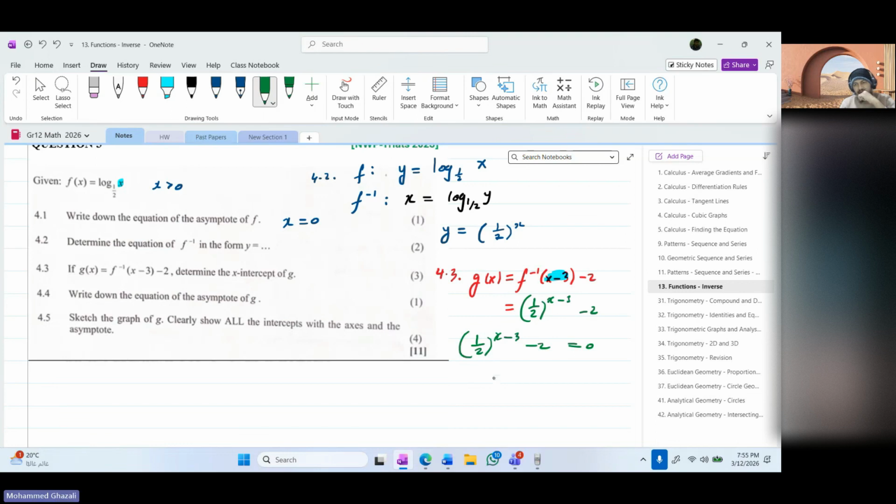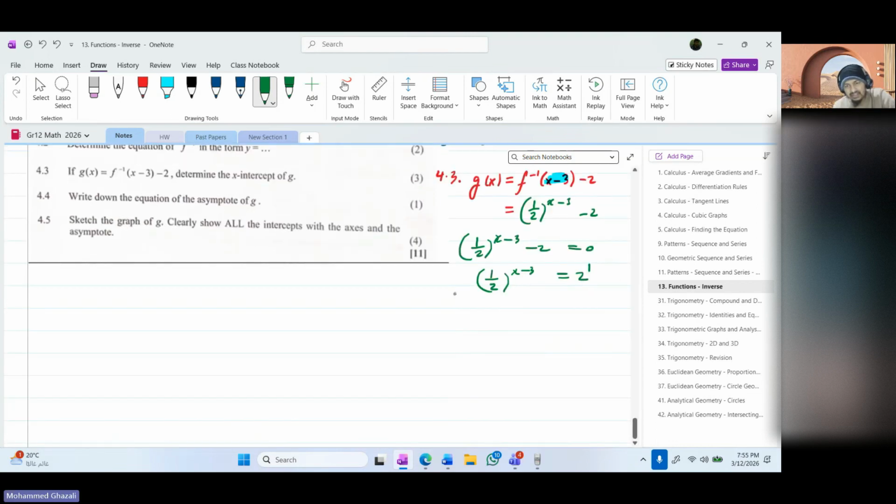All right, take the 2 over. Right, that's 2 to the power 1. We can make same bases here. That's 2 to the power negative 1 into x minus 3 equals 2 to the power 1. We can cancel out the bases, distribute the negative 1 inside. So we get negative x plus 3 is equal to 1. Negative x is equal to negative 2. Therefore, x is equal to 2.